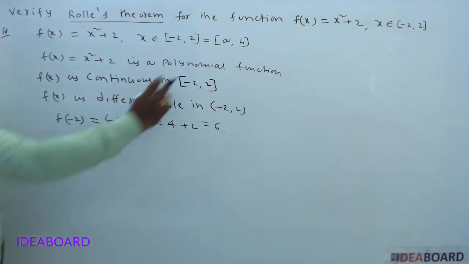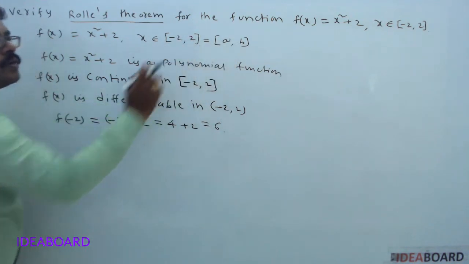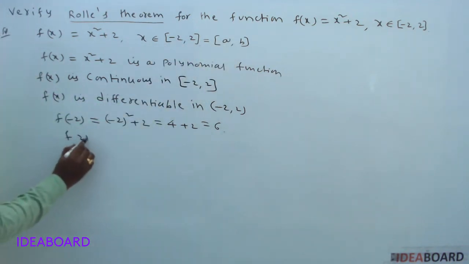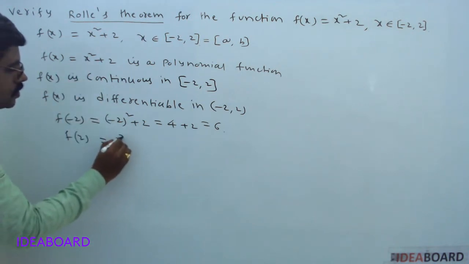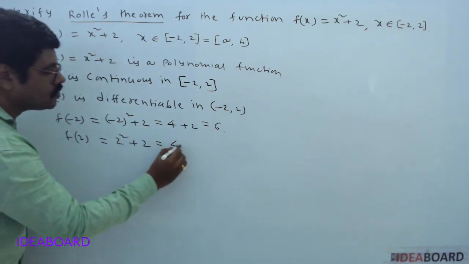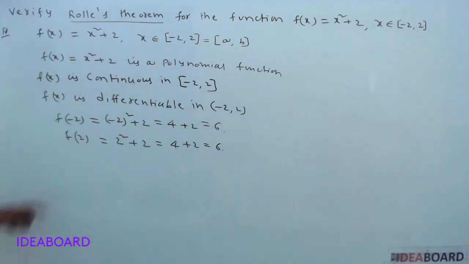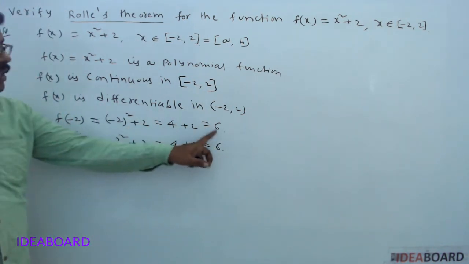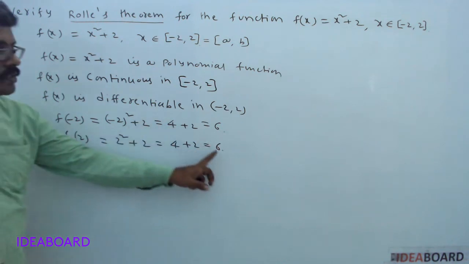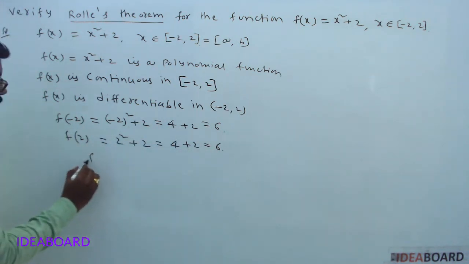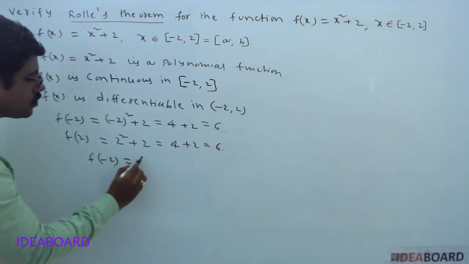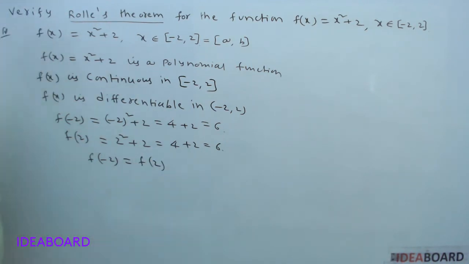Next calculate f of b. B value is 2. So f of 2 equals, in the f of x function, substituting x equals 2, then it is 2 square plus 2. So 4 plus 2, it will be 6. F of minus 2 value is 6. F of 2 value is also 6. So clearly f of minus 2 equals f of 2.